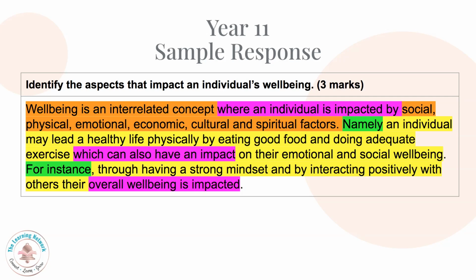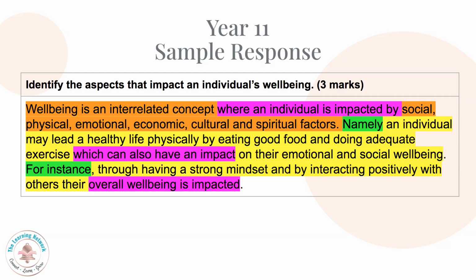Okay, let's look at our sample. So well-being is an interrelated concept where an individual is impacted by social, physical, emotional, economic, cultural, and spiritual factors. Okay, so you see that we have our syllabus understanding. We know that well-being is interrelated. We can show the marker that we know what the acronym is, SPECS or SPEAKS, that there's 6 main aspects of well-being. And we know it's talking about being impacted by it, because that's from the question itself.